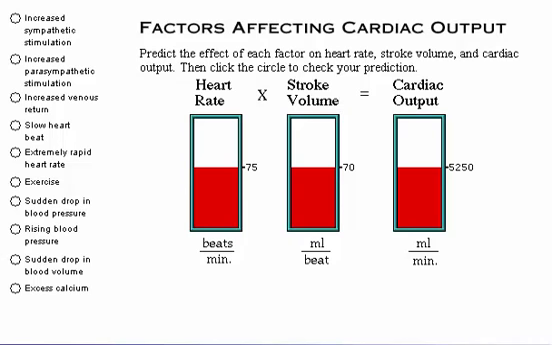Here's an exercise for you. Predict the effect of each physiological factor on heart rate, stroke volume, and cardiac output. Then click the appropriate circle to test your prediction.